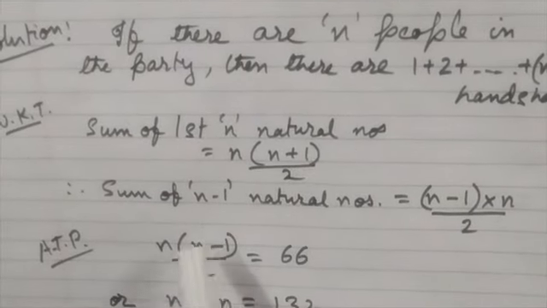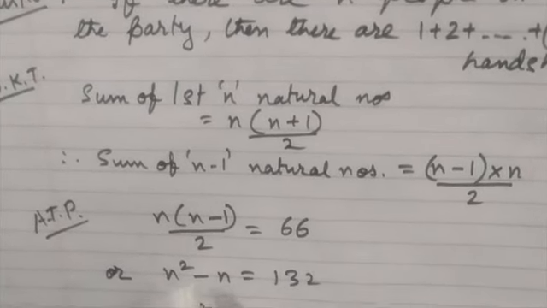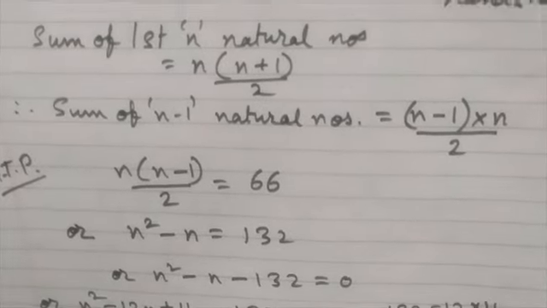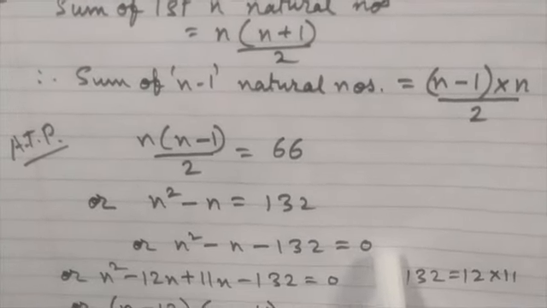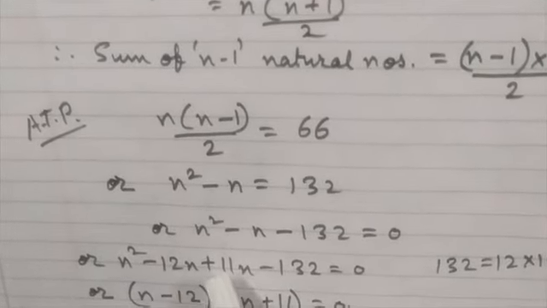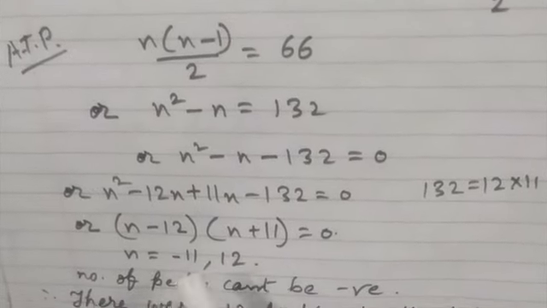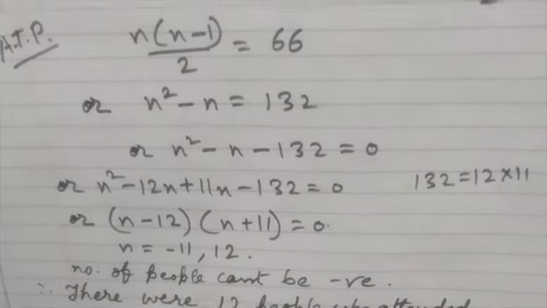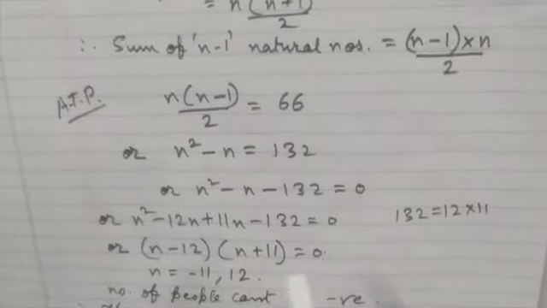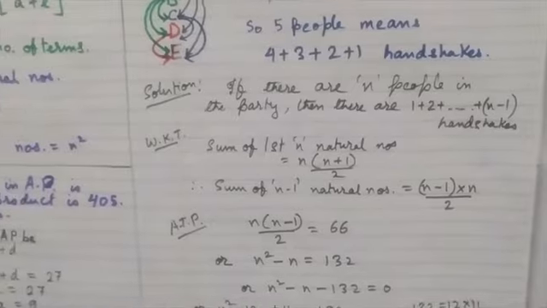Now according to the problem, there are 66 handshakes. So if you equate this with 66, we simplify it and get a quadratic equation where n square minus n minus 132 is equal to 0. So now n square minus 12n plus 11n minus 132 is equal to 0. N is equal to minus 11 and plus 12. The number of people can't be negative, so there were 12 people who attended the party. So this is an application of arithmetic progression as well as quadratic equation.